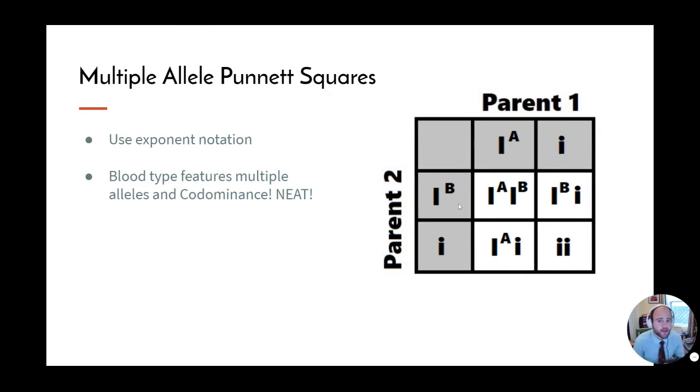And then when we put this into a Punnett square, just to show you an example, we're still going to use that exponent notation. So you have A, O, B, O combined, you'll end up with an A and a B gives us AB blood. B and an O combined gives us a B blood. A and an O blood gives us A blood. And then an O and an O gives us O blood. So these two parents, even though they're A and B, can give all four blood types, which is pretty neat.